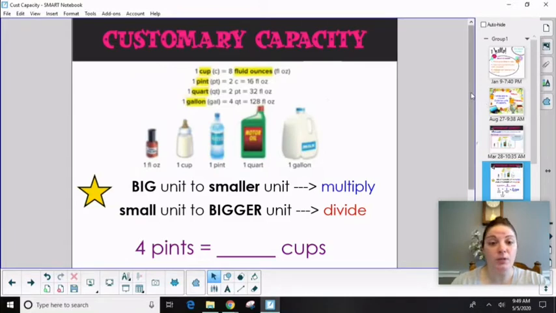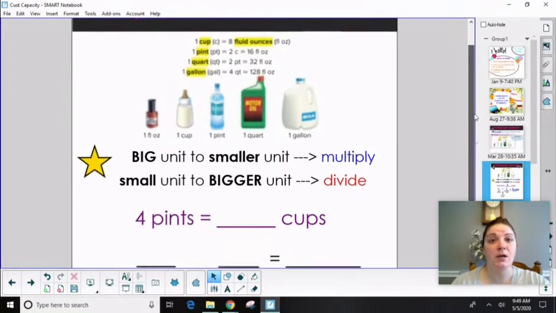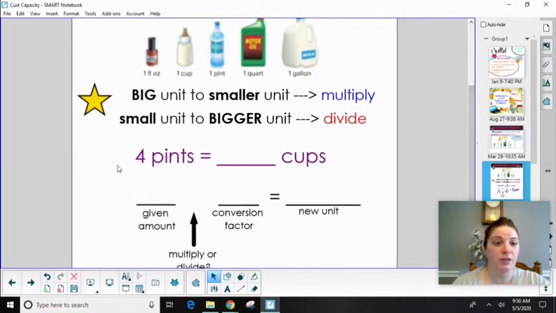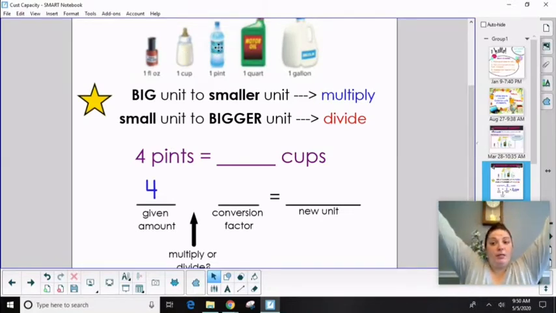Our first example says 4 pints are how many cups? So we're going to follow the same process. What's our given amount? What did they give us? They gave us 4 pints. Now we need to think, are we going big to small or small to big? Well, we have pints and we're going to cups. So we're going from bigger pints to smaller cups, which is multiplication.